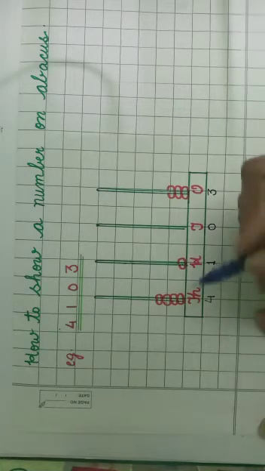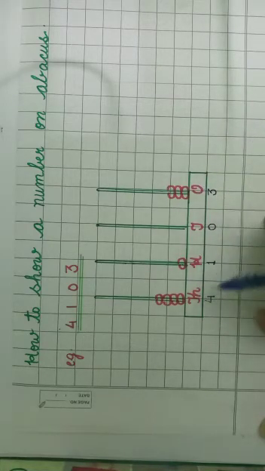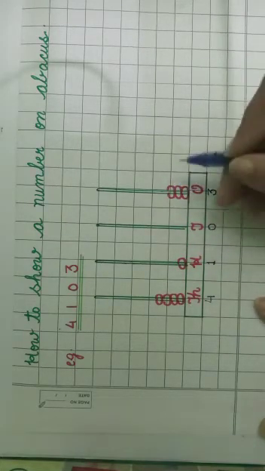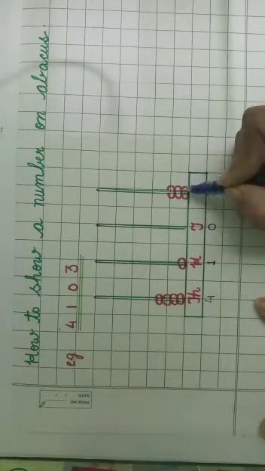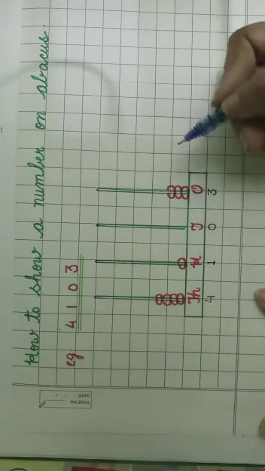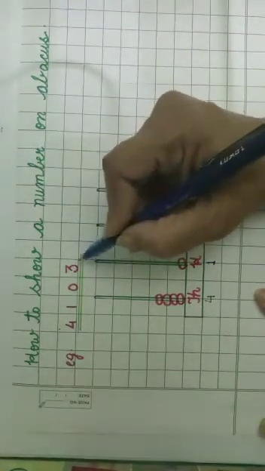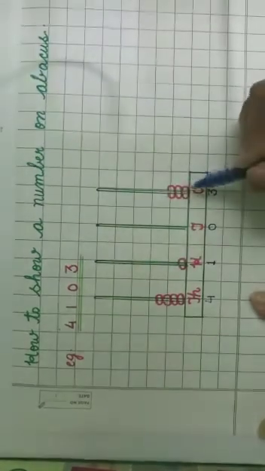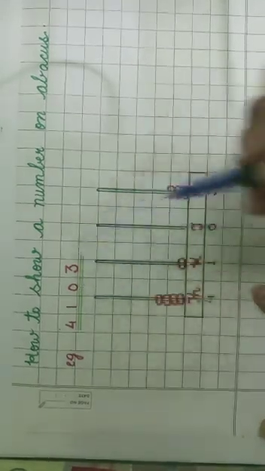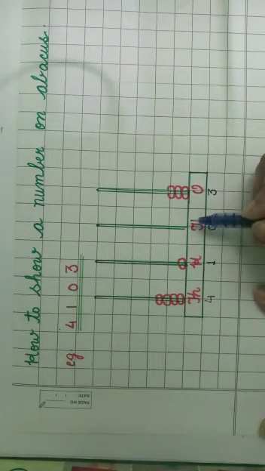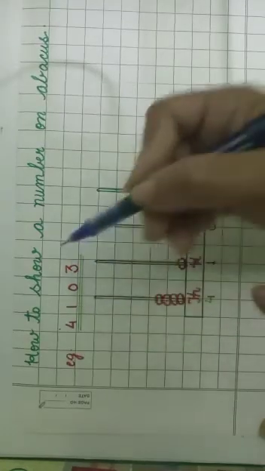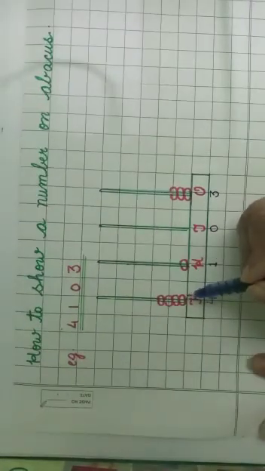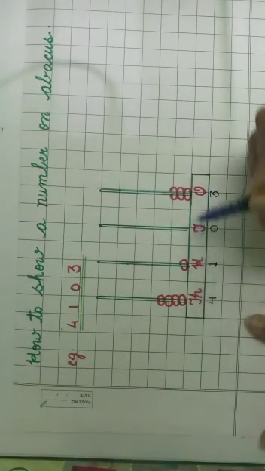Clear beta? First of all draw base, then 4 spikes and then draw number of beads in the spikes according to the value of the digit given at different places. 3 at ones place, so draw 3 beads. 0, tens, no need to draw any bead. Then 1 at hundred place, draw 1 bead. Then 4 at thousands place, draw 4 beads. Is it clear beta? Now your abacus is ready.